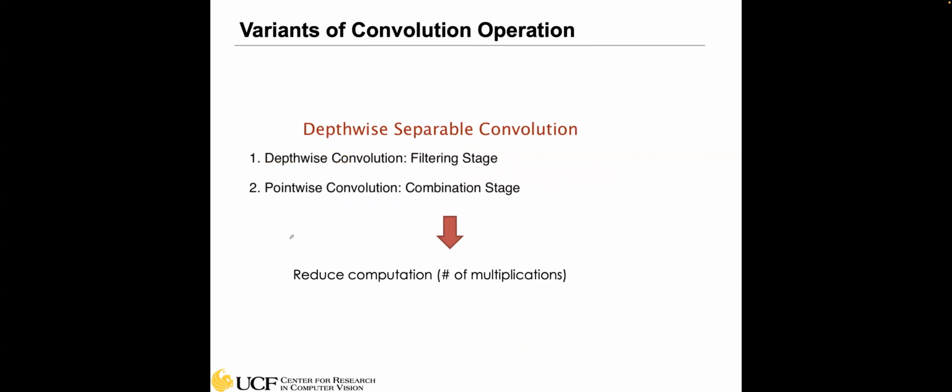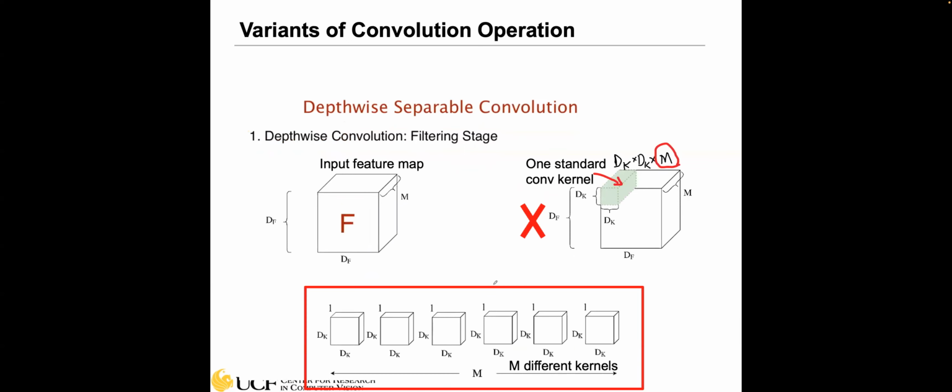Okay, so for this MobileNet, they propose this depth-wise separable convolution. It has two stages. One is depth-wise convolution, and the second stage is point-wise convolution. The goal is to reduce the computation, that is, reduce the number of multiplications. Let's see how they achieve this, okay?